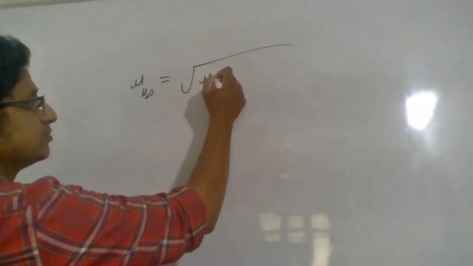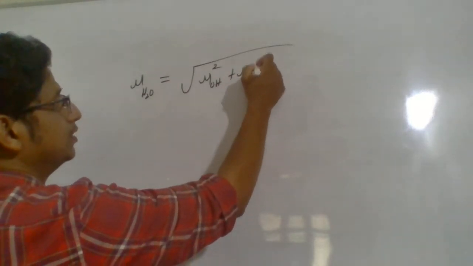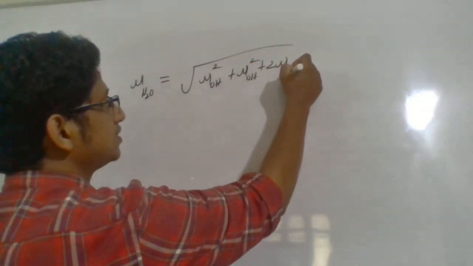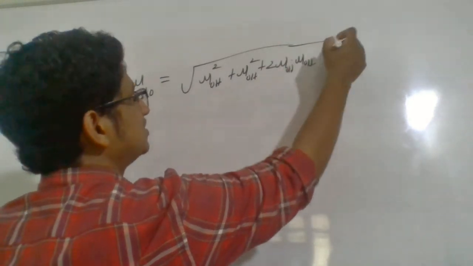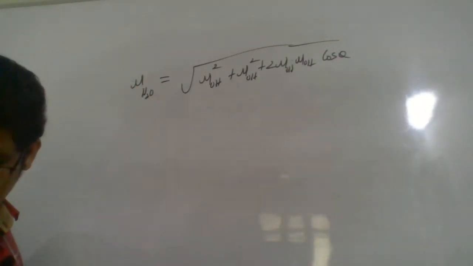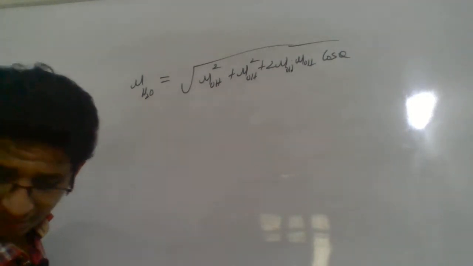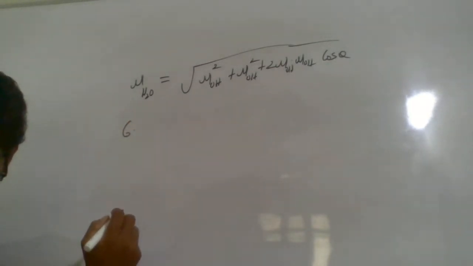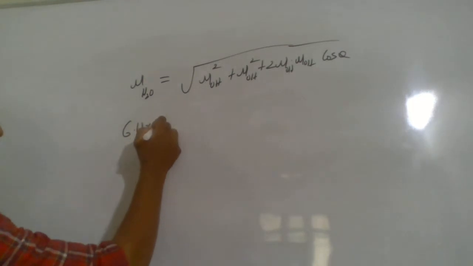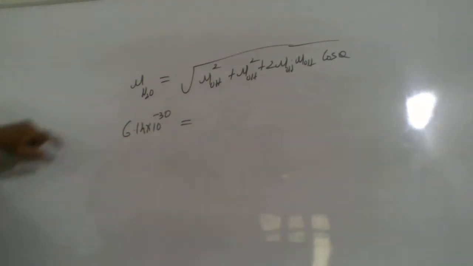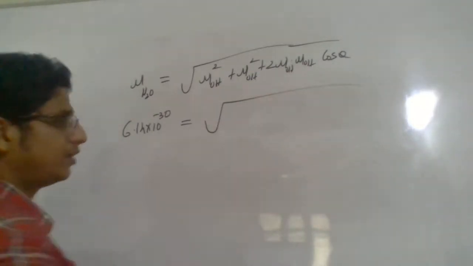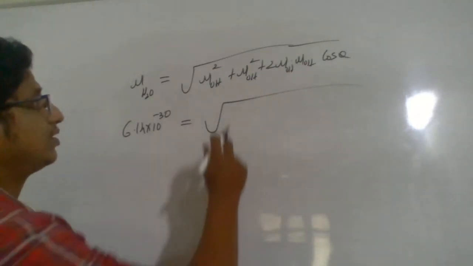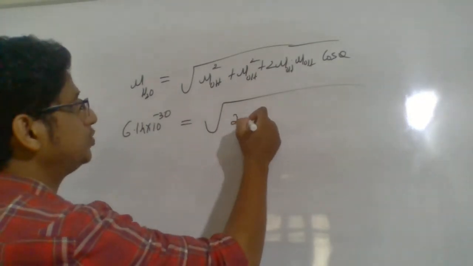How can you find the dipole moment? Mu H2O is equal to the square root of mu OH squared plus mu OH squared plus 2 mu OH into mu OH into cos theta. Having this equation, you can calculate the bond angle, because theta will give you the bond angle. So mu H2O is given as 6.14 into 10 raised to minus 30, that is the dipole moment value, and mu OH squared plus mu OH squared is equal to 2 mu OH squared.